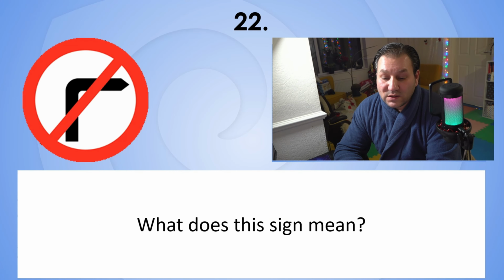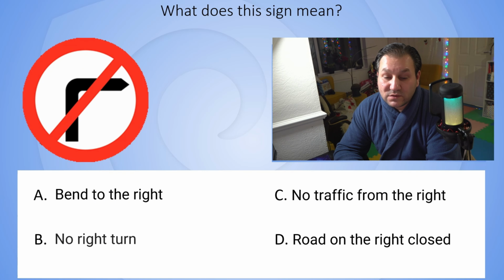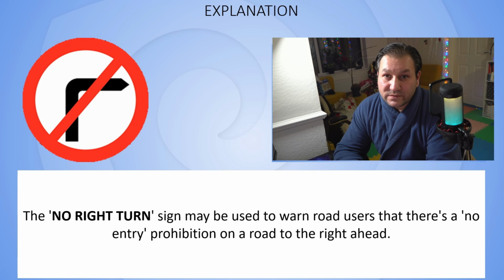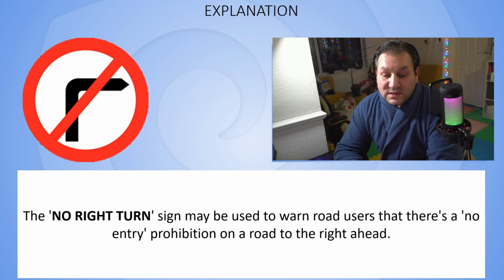22. What does this sign mean? A. Bend to the right. B. No right turn. C. No traffic from the right. Or D. Road on the right closed. The correct answer is B. No right turn. Explanation. The no right turn sign might be used to warn road users that there is a no entry prohibition on a road to the right ahead.